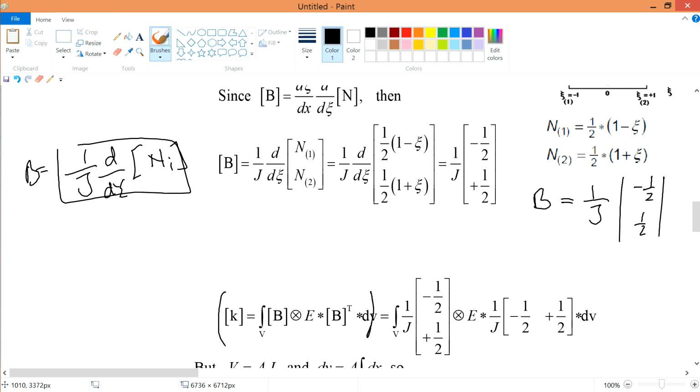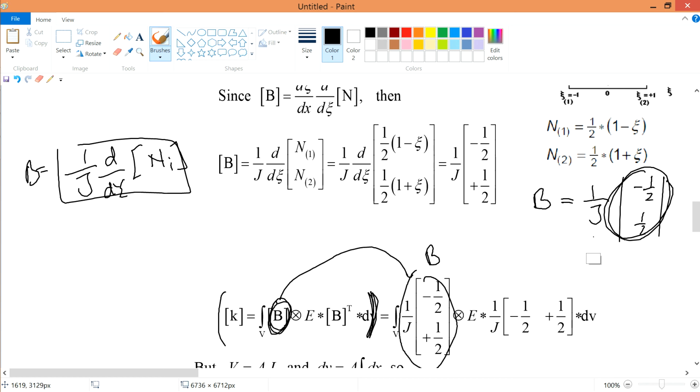This is our k function. So my b over here, we know that it's equal to half, 1 over j multiplied by this thing. So just simply sub in this thing over here. This is b. And you have a b transpose over here. So b transpose is simply transposing this thing into this thing. So just simply rewrite as minus half and half over here. Same thing, okay? So b transpose is equal to like this.